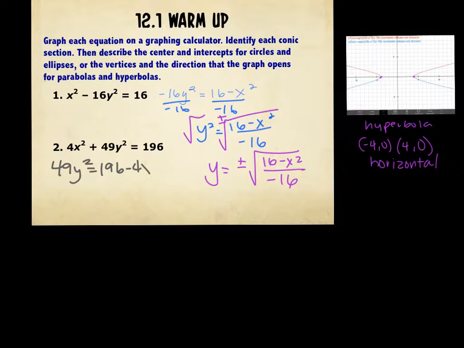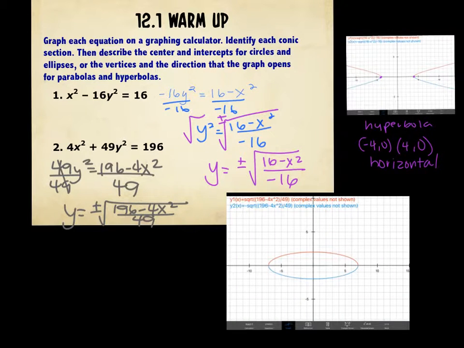All right, so then number 2, I want to subtract the 4x squared, and then divide both sides by 49, and then square root. So plus or minus the square root of 196 minus 4x squared over 49. All right, this is 2. So what kind of graph is this?